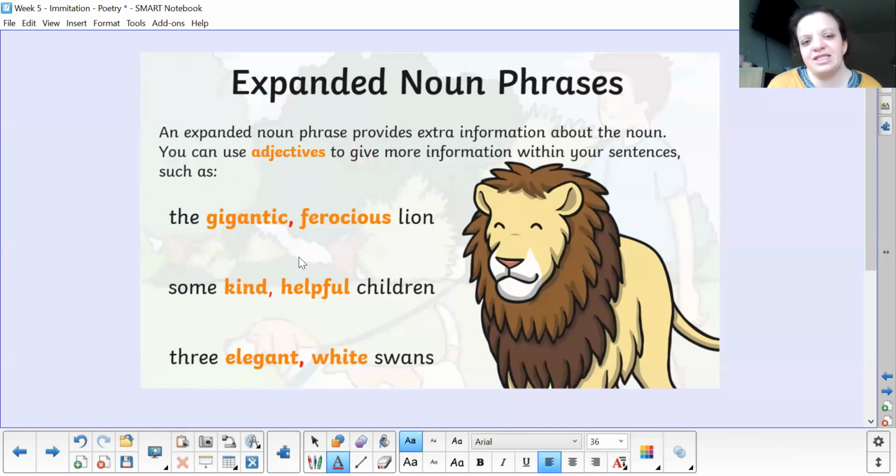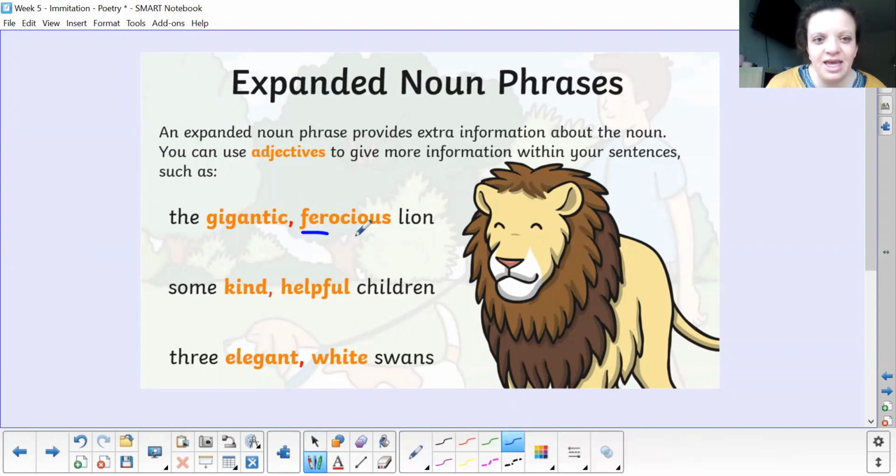Write down what you think some of these words mean. I'm going to pick out the two. I'm going to pick out ferocious. What do you think ferocious means? And what do you think elegant means? Okay, and write it down now for me. Off you go. Pause the screen.